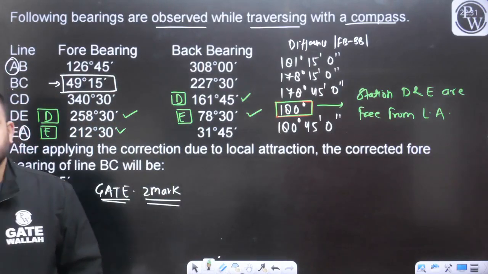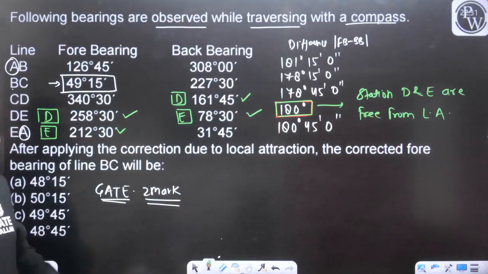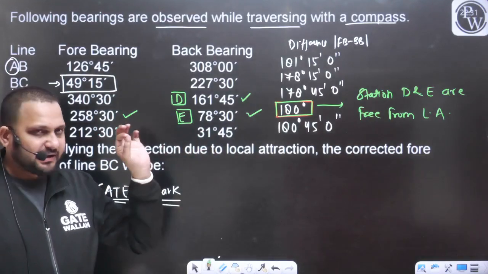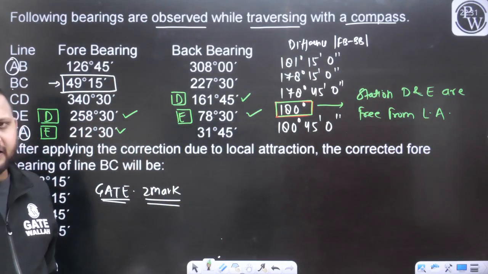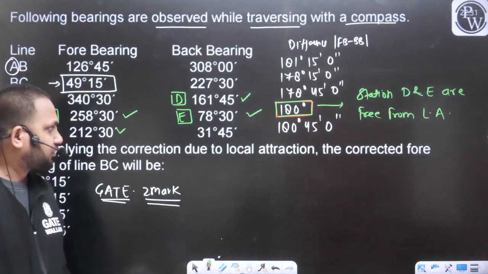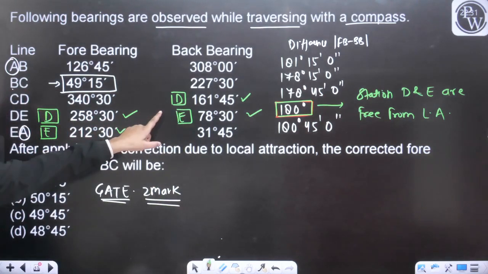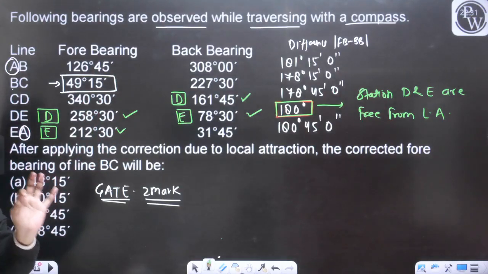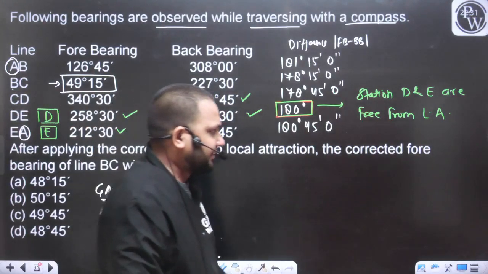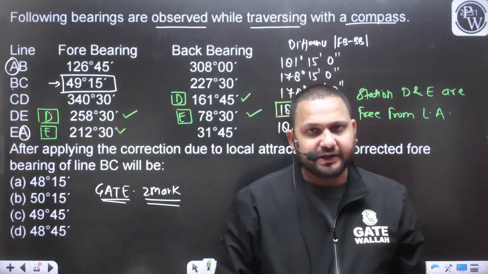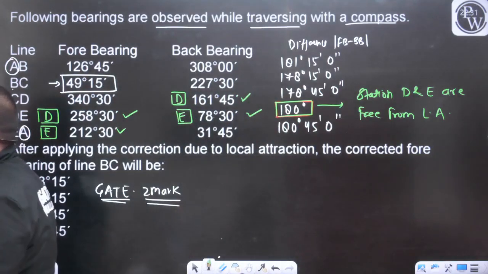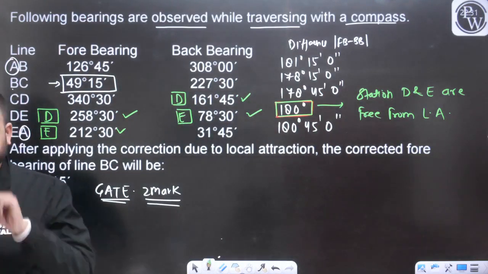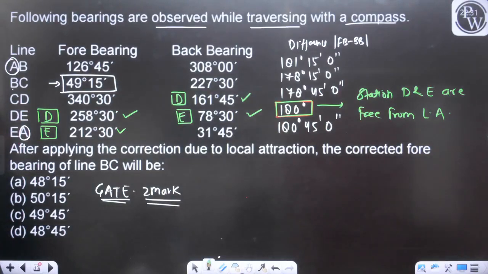So based on this concept, we have concluded whatever readings we have taken from the stations D and E are going to be correct. So these are the readings that we have taken from the stations D and E. From each and every station, you are taking two readings, na? The fore bearing of the next line and the back bearing of the previous line.